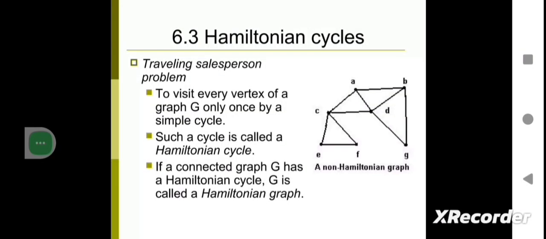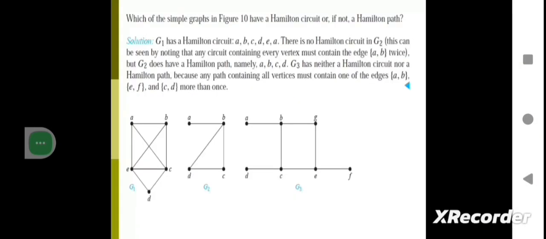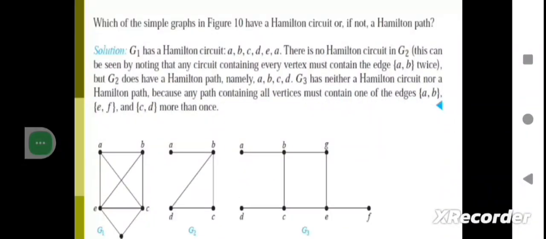This is an example of a non-Hamiltonian graph. We can't visit every vertex only once. Therefore, this graph is called a non-Hamiltonian graph. These are some examples for Hamiltonian circuit and Hamiltonian path. G1 has a Hamiltonian circuit. G2 has no Hamiltonian circuit. And G3 has neither a Hamiltonian circuit nor a Hamiltonian path. Thank you.